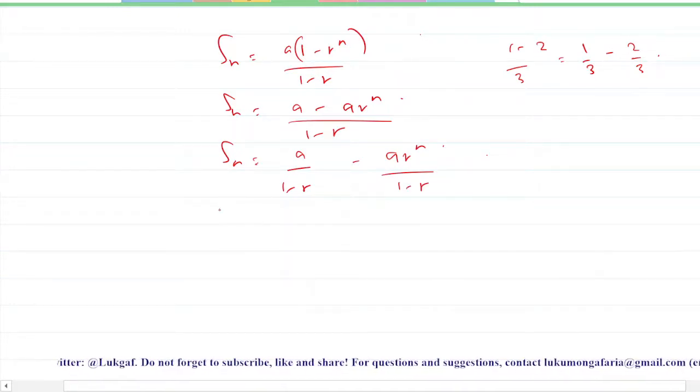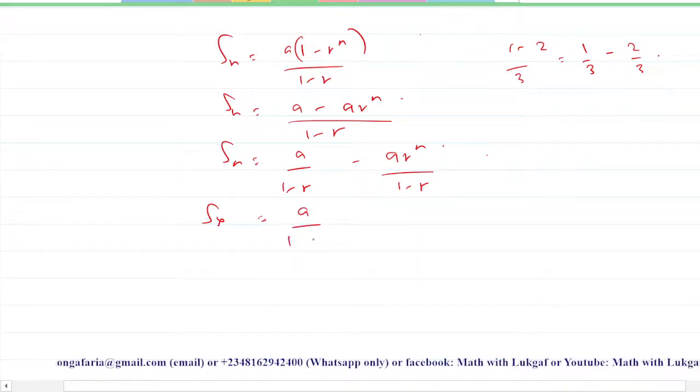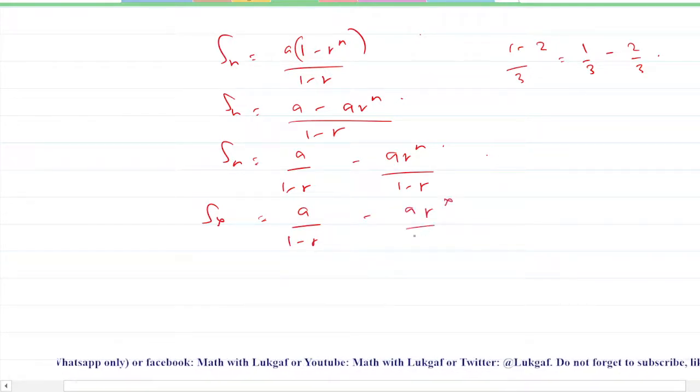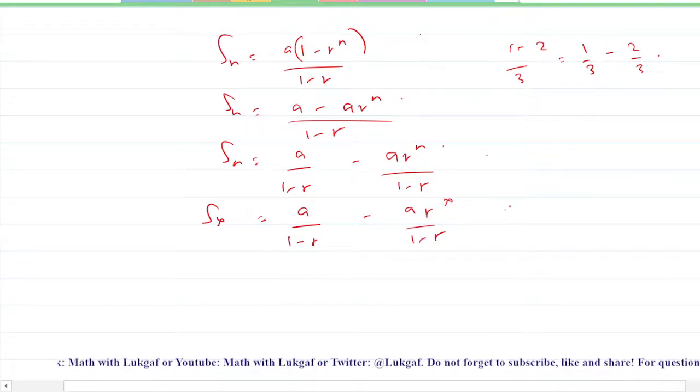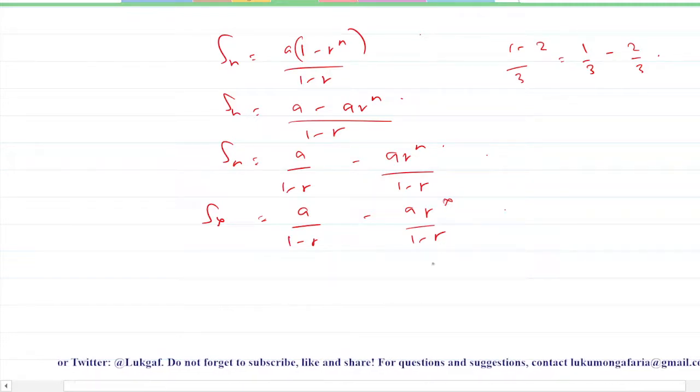Now, we want to find the sum to infinity. For S infinity, whenever I see N here, I put infinity. So I'm going to have A divided by 1 minus R, minus AR raised to infinity, divided by 1 minus R. Now, let's say my common ratio is like 2. If your common ratio is 2, 2 raised to infinity will give me 0. Do you know that? That's from the concept of limit.